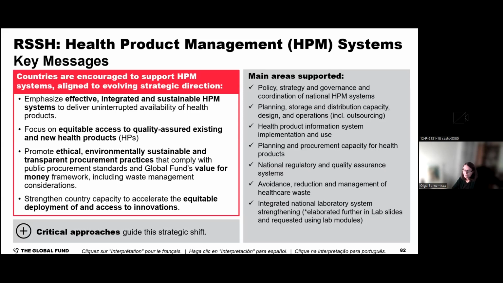And finally, we would like to strengthen country capacity to accelerate the equitable deployment of and access to the innovations. Again, you can see on the right-hand side what the main areas supported are. It hasn't changed very much since the last cycle. And at the bottom, you can see that there are critical approaches to guide this strategic shift. Next slide, please.